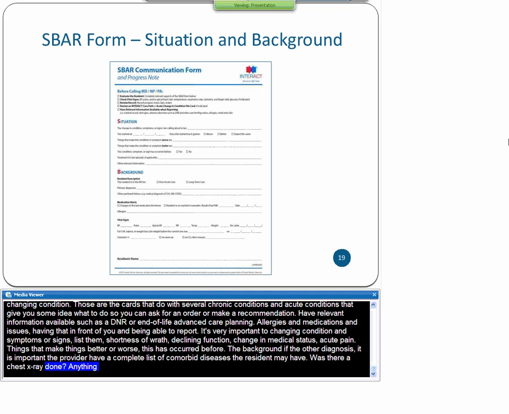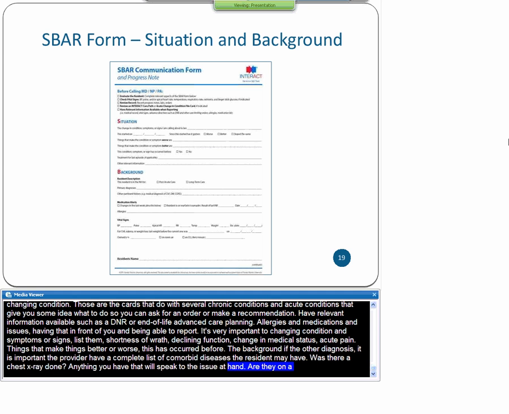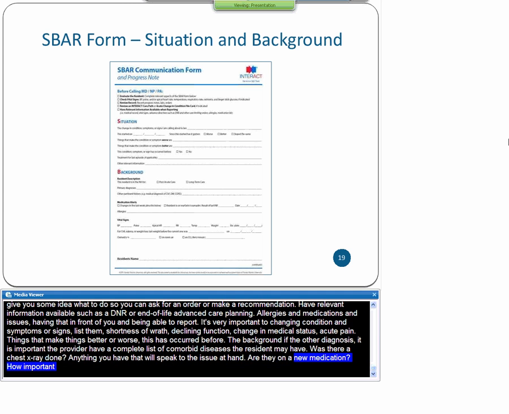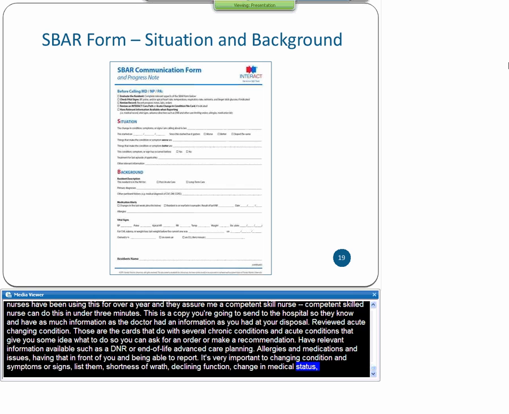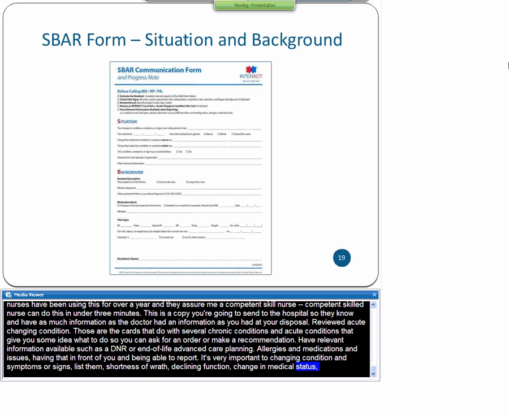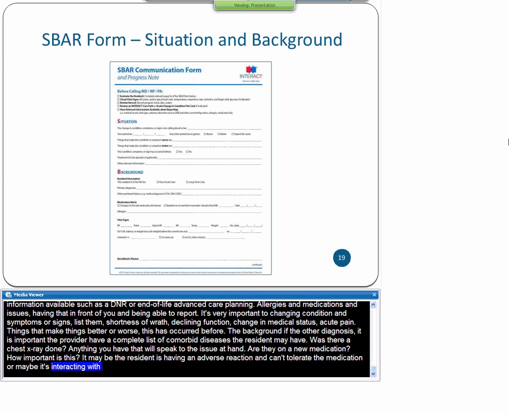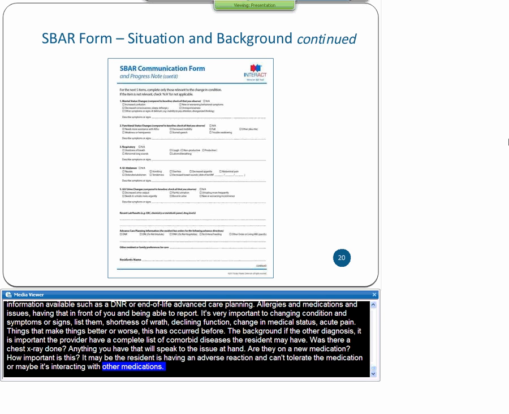Are they on a new medication? How important is this? Because it simply may be that the resident is having an adverse reaction and can't tolerate the medication, or maybe it's interacting with other medications they're on, or if they're on Coumadin and now they're bleeding. You know, this is all pertinent information. Going to the second page, which really is a quick down and dirty look with a check.